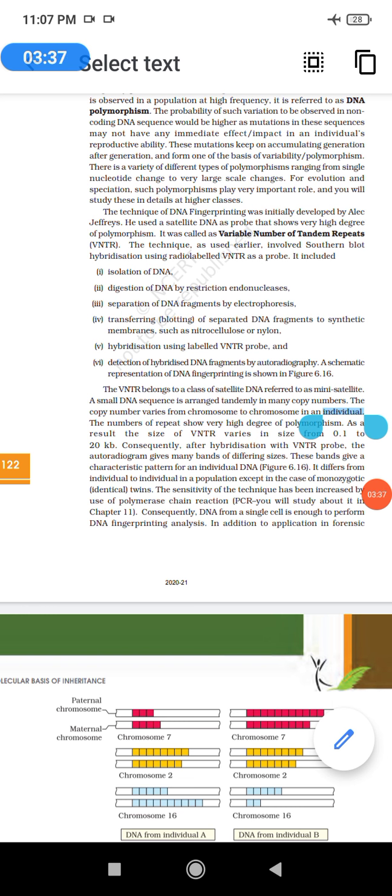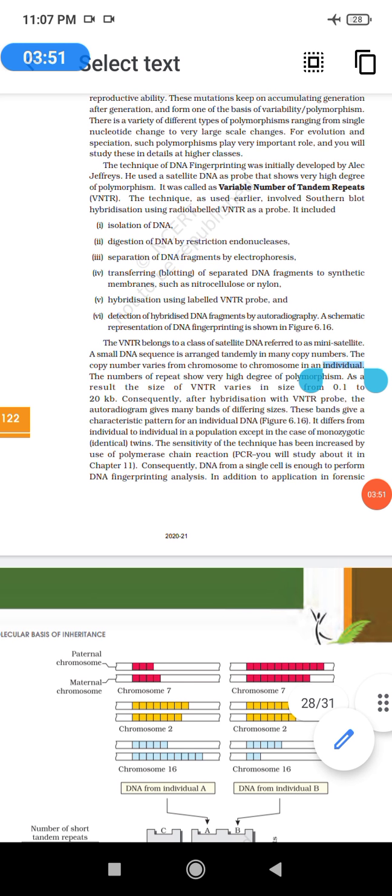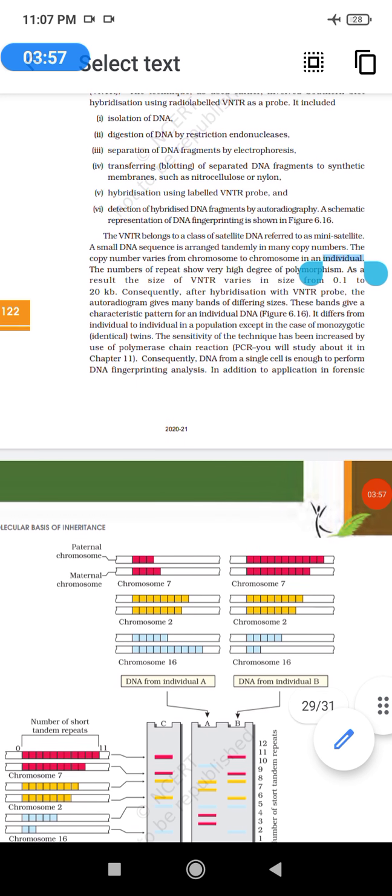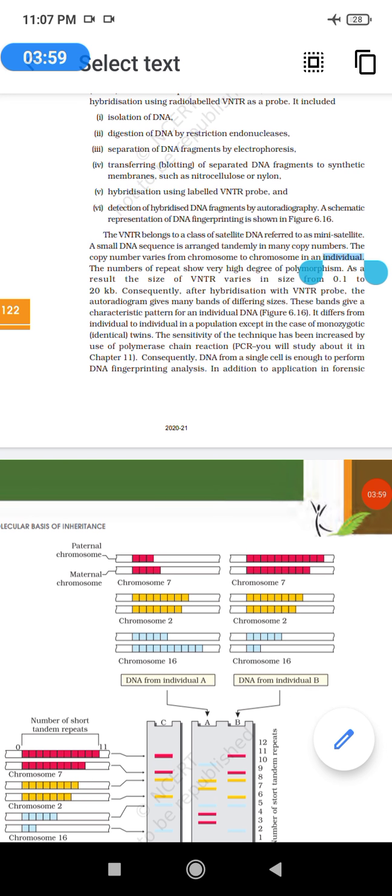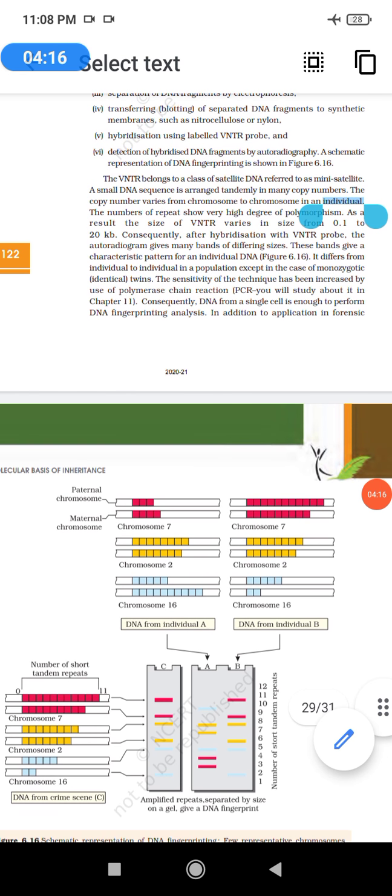The technique of DNA fingerprinting was first developed by Alec Jeffreys. He used satellite DNA as a probe and called it VNTR, variable number of tandem repeats. The procedure included isolation of DNA, digestion of the DNA by restriction endonuclease, separation of the DNA fragments, transfer by the blotting technique, hybridization with labeled VNTR probes, and then detection of the hybridized DNA fragments by autoradiography.